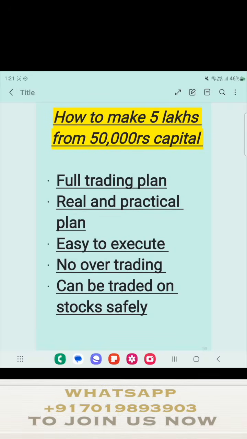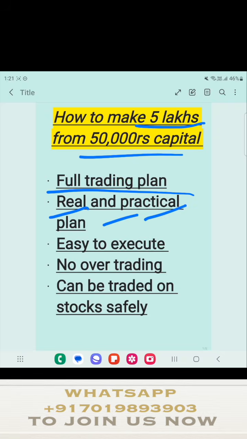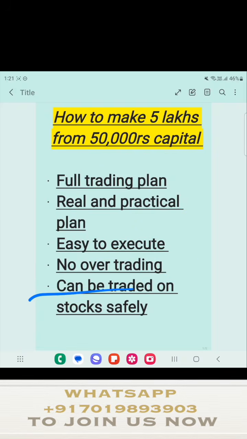So guys, I'm going to explain a plan where you can make 5 lakh from 50,000 rupees capital, and this will include a full trading plan, and this is a real and practical plan. It's not like you make 5 lakh within 1 or 2 days. It's a real trading plan, and it's very easy to execute, and there is no overtrading required to execute this plan. And this trading plan can be traded safely even on stocks as well with less risk.